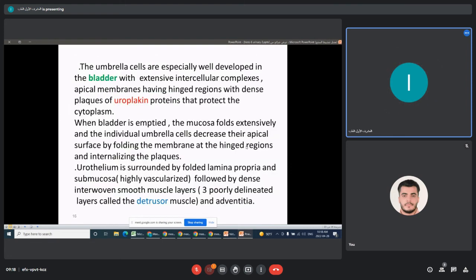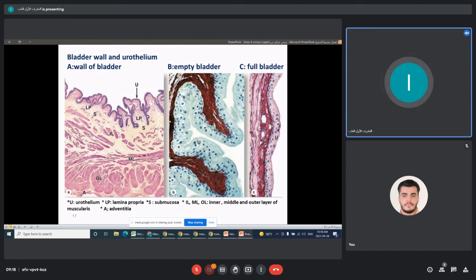In the bladder, the lining urothelial cells become more specialized. This is the bladder lining, and this is the lining urothelium or transitional epithelium, the underlying lamina propria, the submucosa, the muscular wall, the inner, middle, and outer muscularis propria, and the outer adventitia. The three muscular layers here are poorly delineated, but they form a thick muscular wall for the urinary bladder.